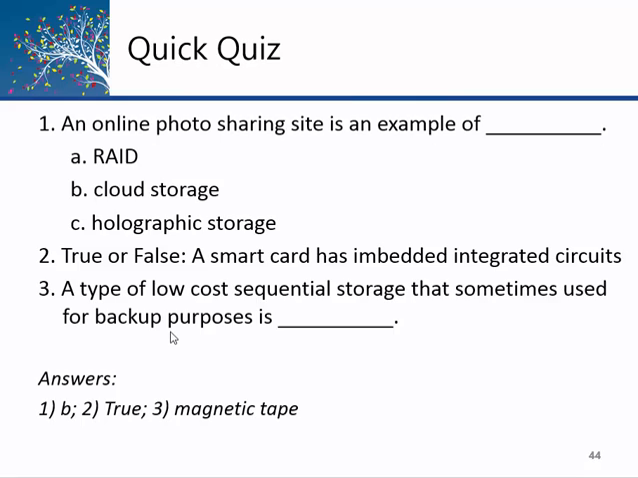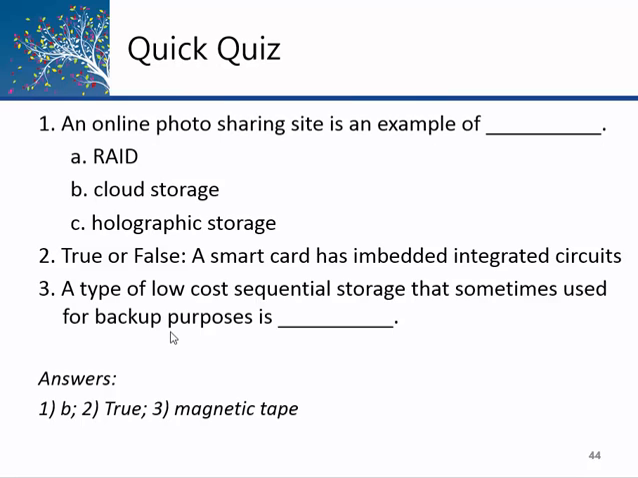So our last quiz, and then we're done. An online photo sharing site is an example of, that'd be B, cloud storage. The fact that it's online is really the key there, that it's cloud-based. It might use RAID technology, probably does, but I don't know that for sure.